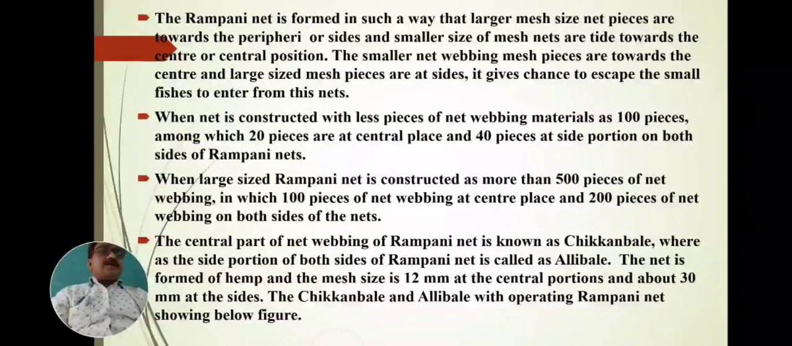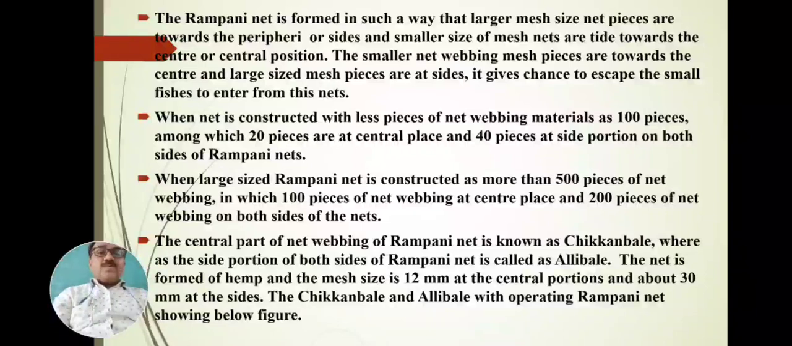The central part of the rectangular net weaving pieces of the Rampani net is called chicken bale. It is called chicken bale, and the side portions on both sides of the Rampani net are called ali bale. Chicken bale is the central part of net weaving, and ali bale is the side portion of the Rampani net.